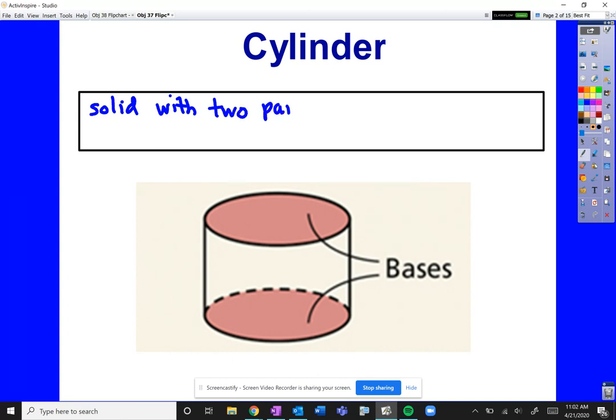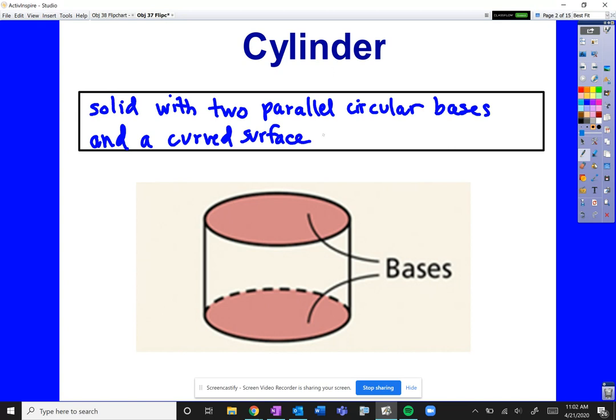So a cylinder is a solid with two parallel circular bases and a curved surface that connects the bases. Okay, so a solid, three-dimensional, two parallel circular bases. Parallel meaning they're lined up, circular bases, and a curved surface that connects them in between.